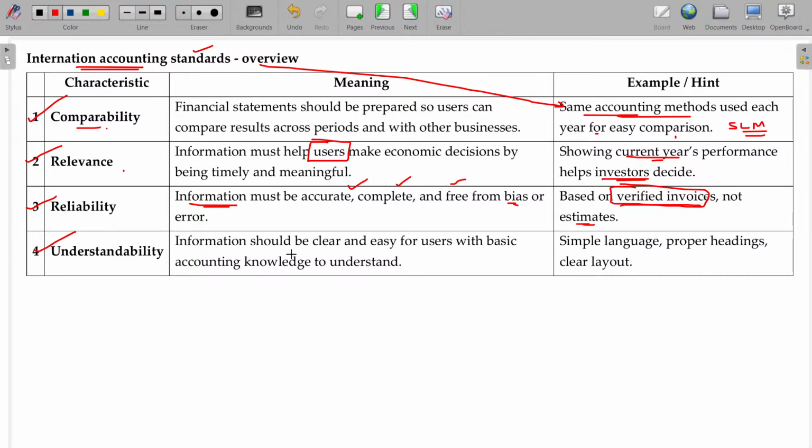Understandability. Information should be clear and easy for the users. Okay, even if you don't have the accounting knowledge, because the financial report is very important for all the users. So a proper presentation gives easy understandability. It should be in simple language, proper heading and clear layout. So this is what the requirement of international accounting standards is about, right?